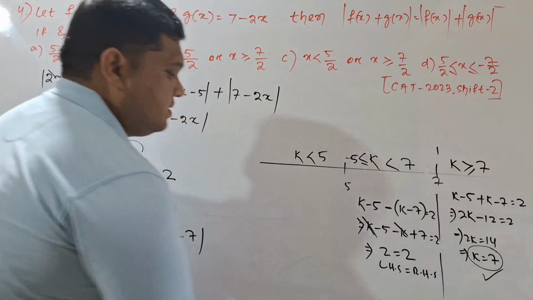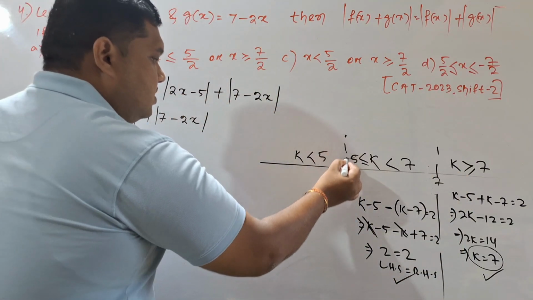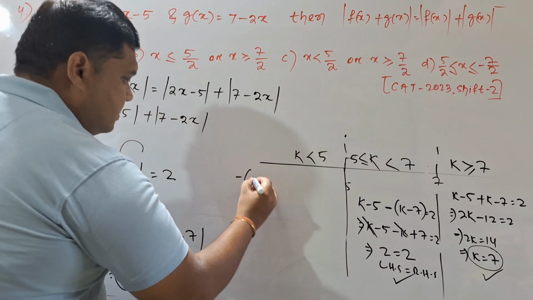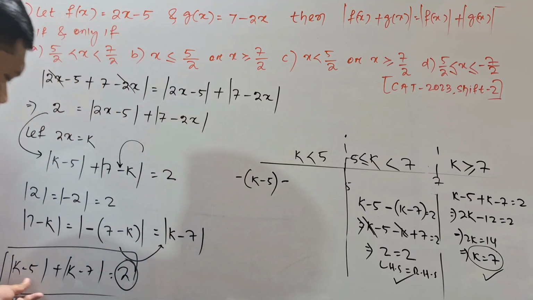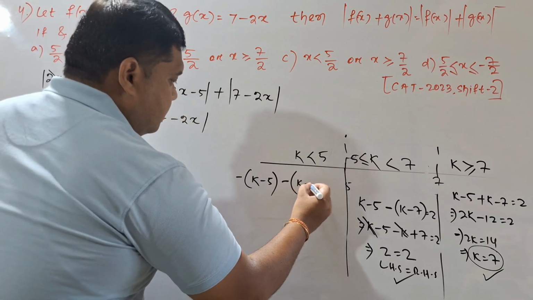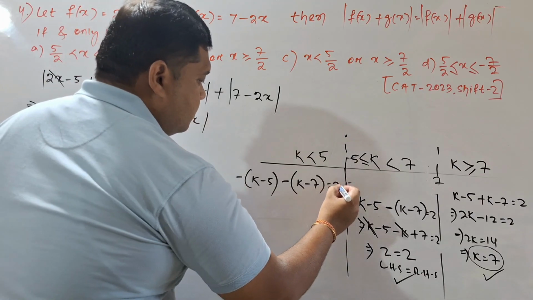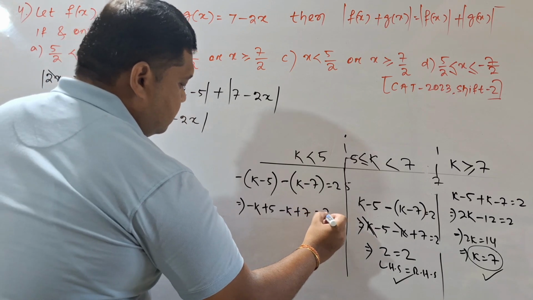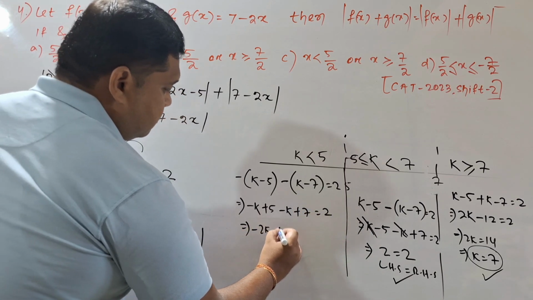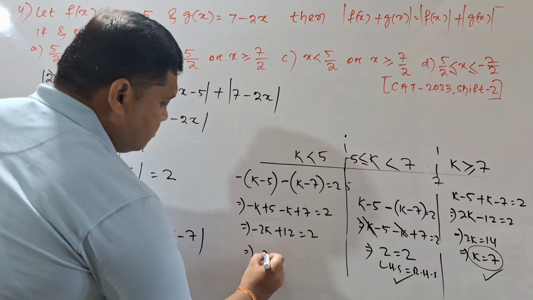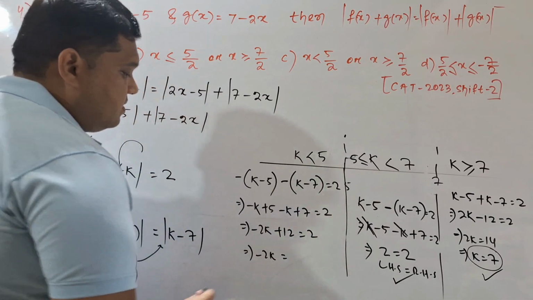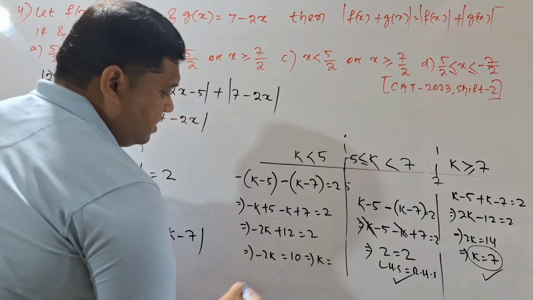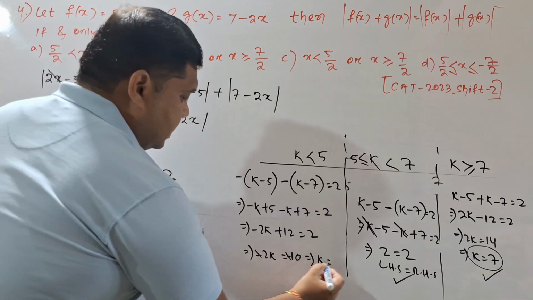Done. Satisfied. This region is also satisfied. Now if I check for this region, both are negative, so open with negative sign. So this is −(k − 5) − (k − 7), and the right hand side is given as 2. If I check, this is −k + 5 − k + 7 = 2. So this is −2k + 12 = 2. So −2k is equal to, taking this to the other side, −12 + 2 which is −10. This is a minus sign, so k is equal to 5.